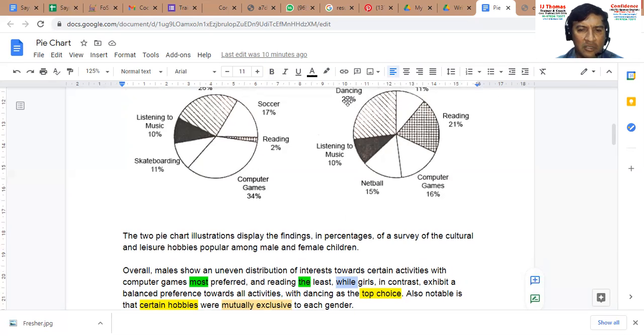And what is the least? But there's no least. I'm not putting the least because they're not so significantly different. Otherwise, we'll keep writing too much in the overall. And one more thing I noted was, can you read this?